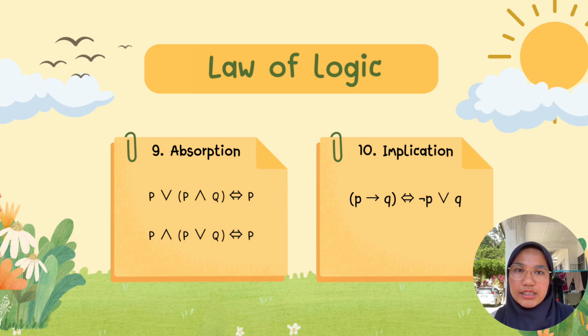Next, implication law. The formula here is P implies Q logically equivalent to not P or Q. This explains how an implication statement can be rewritten as not P or Q. It's useful when simplifying logical statements or proving arguments.